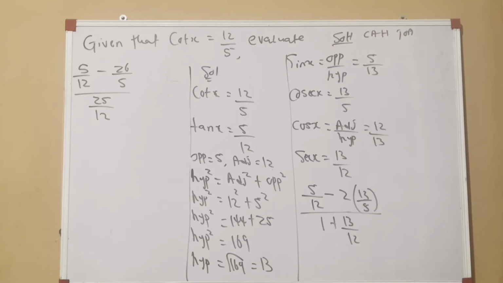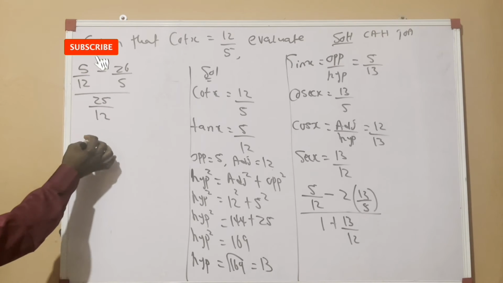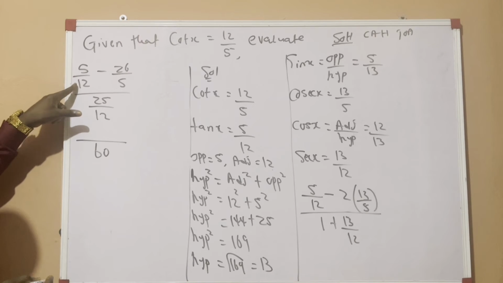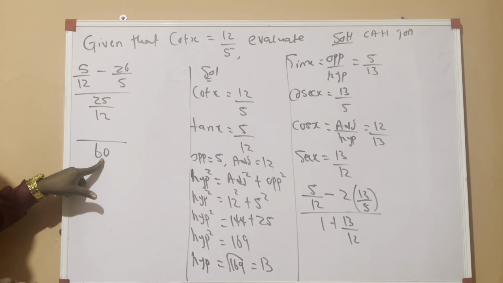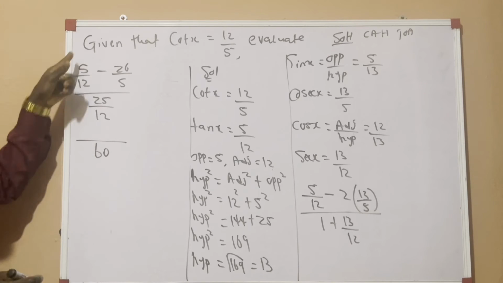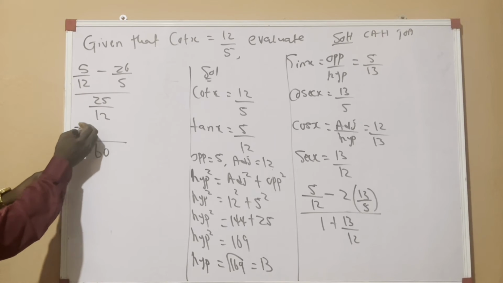Okay, let us proceed, please. I'll rule my line and I'll give 60. Alright, now let us divide. If 12 should divide 60, I'll get 5. Then use the 5 to multiply the numerator, which is 5. So 5 times 5 gives us 25.